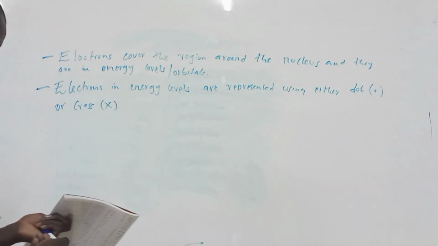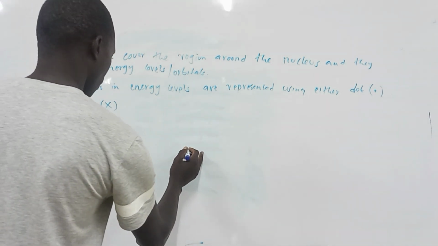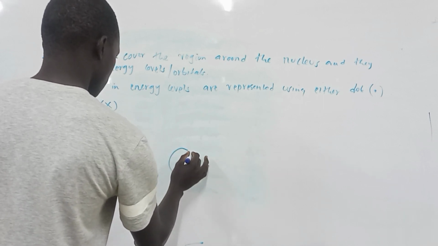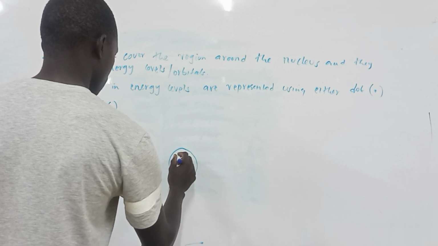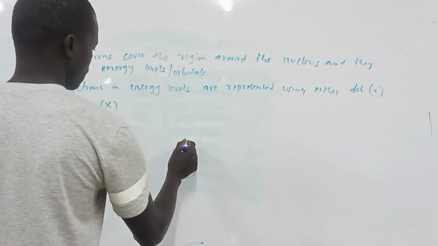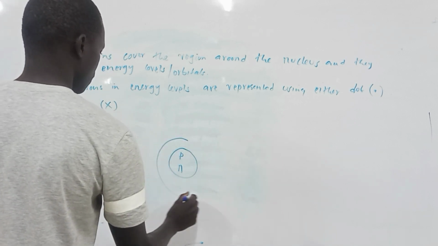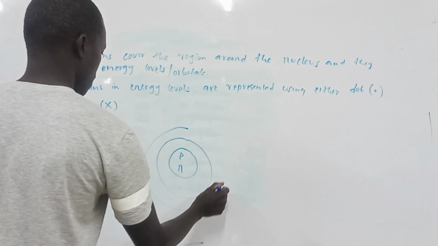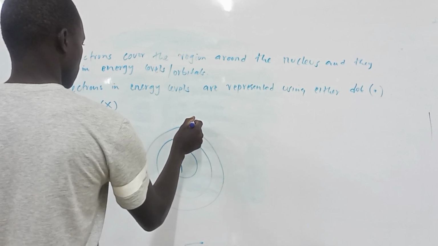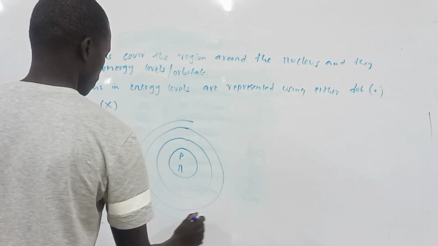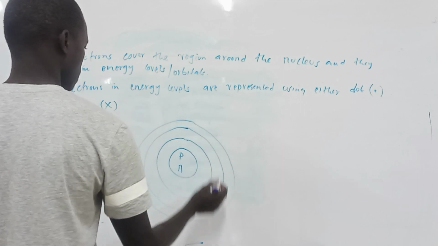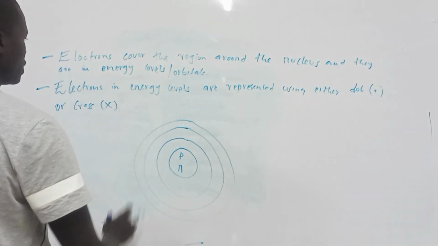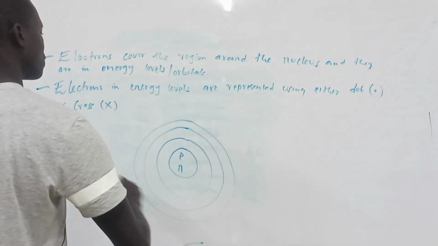So let's have this as the structure for our atom, having protons and neutrons in the center, first energy level, second energy level, and perhaps third energy level. So, while indicating them in these energy levels, we represent them using a dot or a cross.